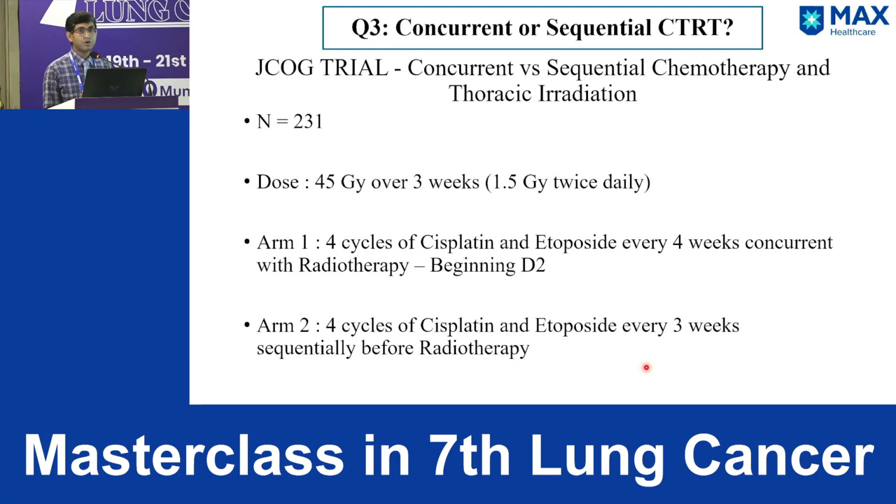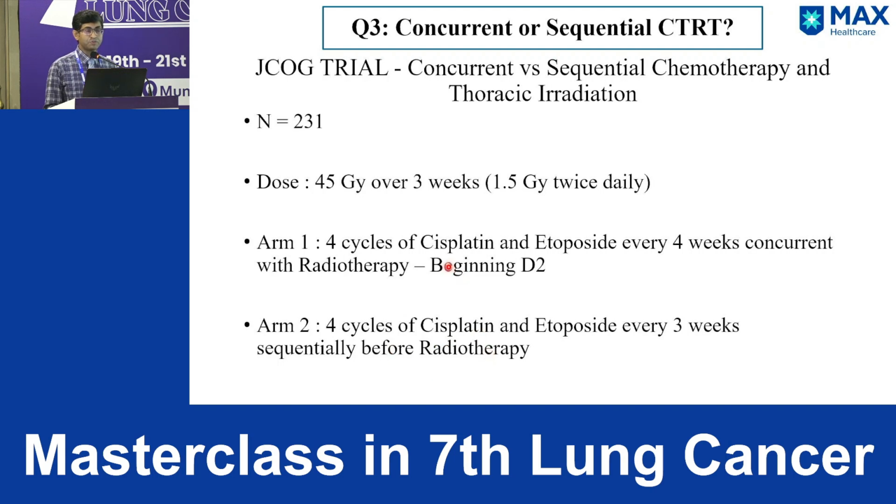Now, how should be the sequence? Should we go ahead with concurrent or sequential? Usually we give 4 cycles of cisplatin etoposide. Now whether to start with the first cycle, the second cycle, or can we do it after finishing the entire chemotherapy and then give radiation? This Japanese trial particularly assessed this question, whether concurrent or sequential chemotherapy should be done. 231 patients, hyperfractionated 45 gray for 3 weeks and 4 cycles of chemotherapy, and the second arm was 4 cycles of cisplatin etoposide and then sequential radiation.